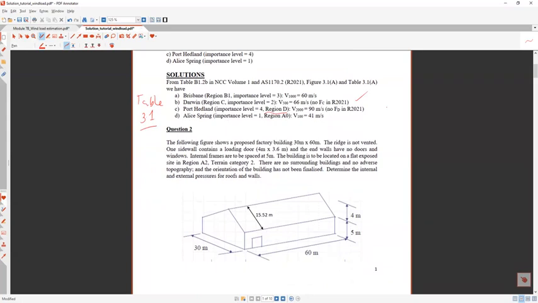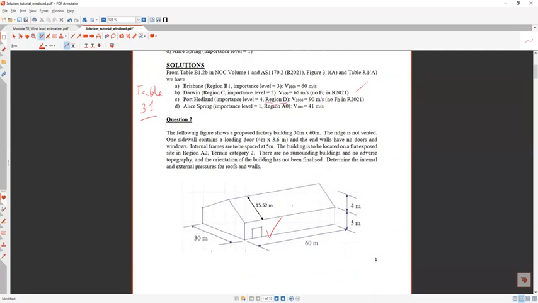So if you look at this problem, it will clear lots of things. We have this factory building we want to design. The ridge is not vented. Not vented means the ridge you can think of as closed. Closed means no air is passing through there. One sidewall contains a loading door. So here, this one, okay, loading door. And we have the dimensions all given, and you can see the internal frames are to be spaced at 5 meter.